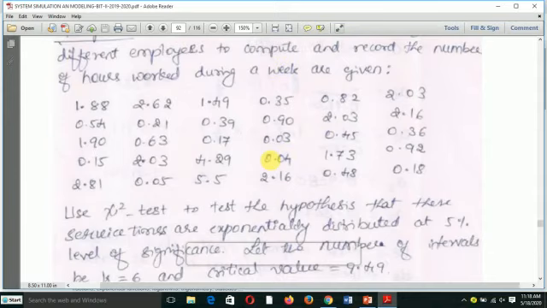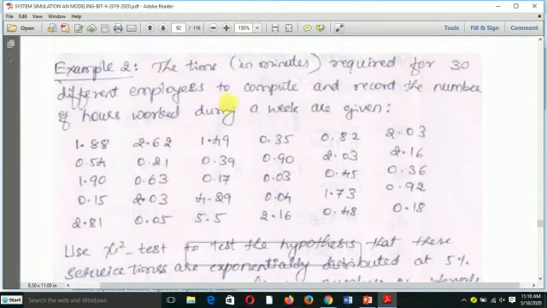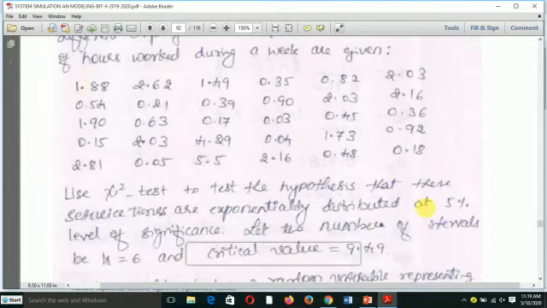So we can now look at the second example. The time in minutes required for 30 different employees to complete the recorded number of hours worked during the week are given. We can record the number of hours done by different employees. It means that we are having a total of 30 employees. So we can compute them like this. This is the total hours worked by the different employees. This is the first one. This is the last one, for 30.